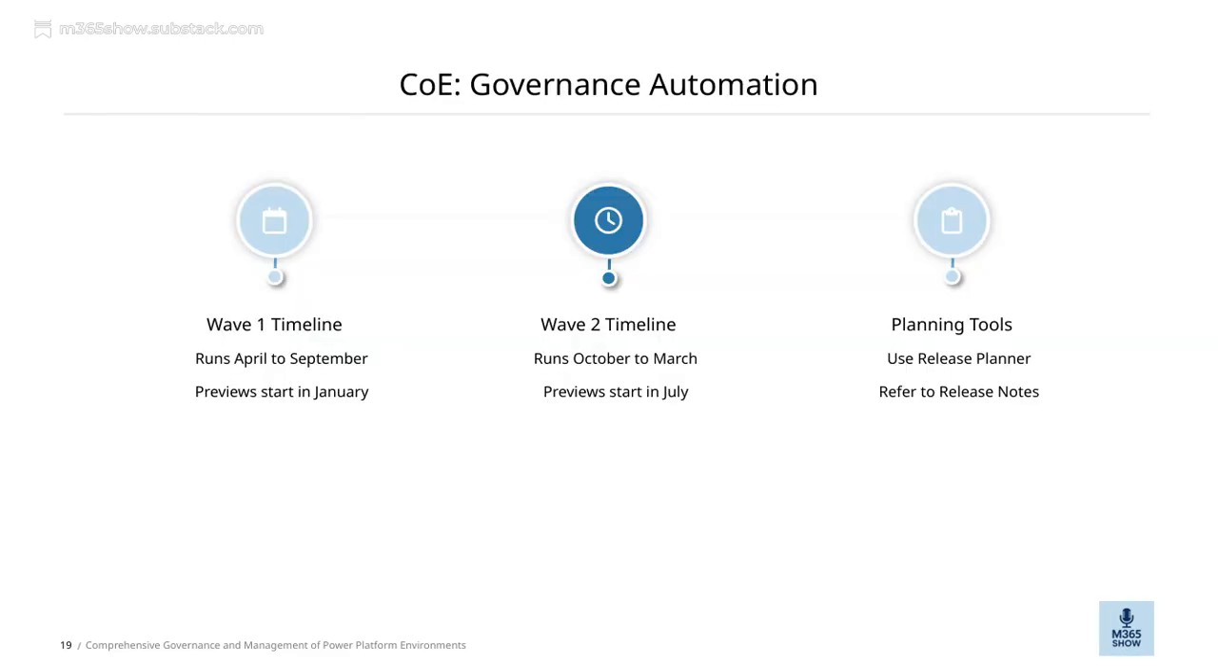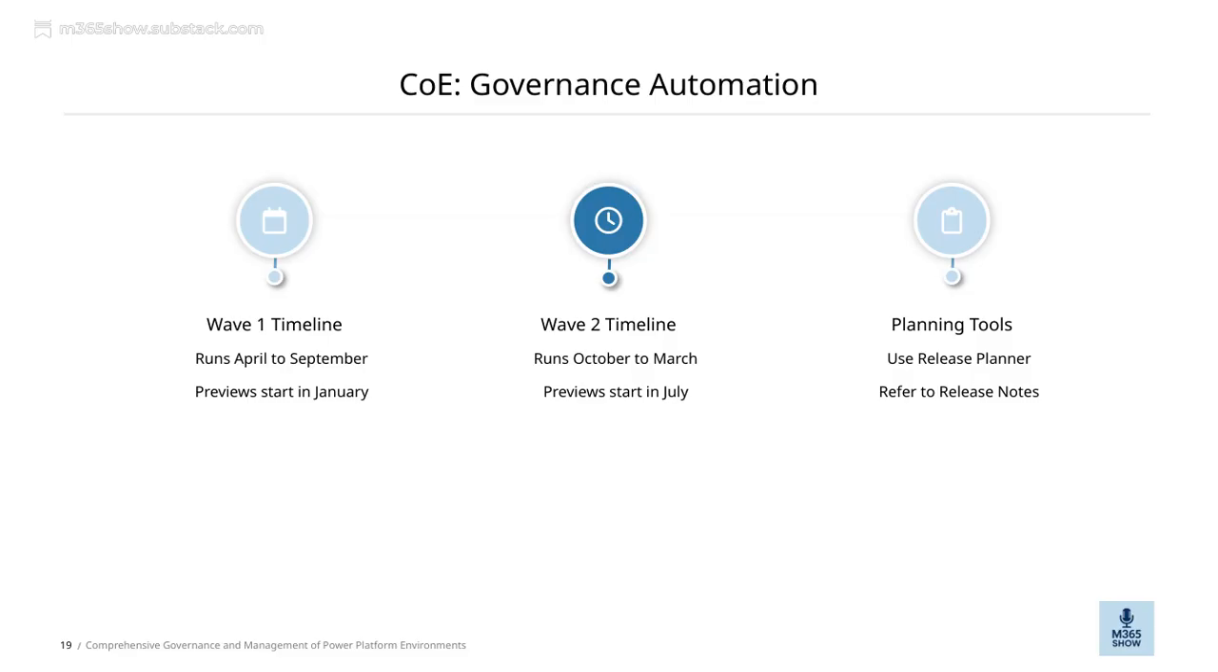All right, let's look at the timeline for our governance automation COE. As you can see here, we're dividing our efforts into two main waves. Wave 1 is scheduled to run from April through September, with previews starting as early as January. This early preview phase is crucial because it allows us to test and refine our governance tools before the full rollout. When planning for this wave, I recommend using the release planner to keep track of milestones and progress.